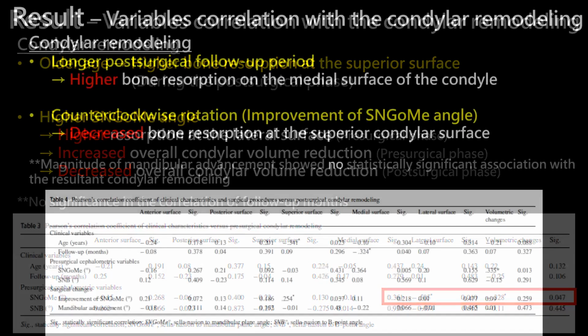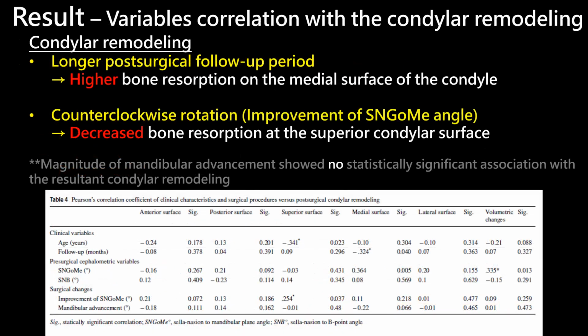And for condyle remodeling, there is a longer postsurgical follow-up period. If there is a longer postsurgical follow-up period, there will be higher bone absorption on the medial side of the condyle. This makes sense. And counterclockwise rotation will decrease the bone absorption at the superior condyle surface.